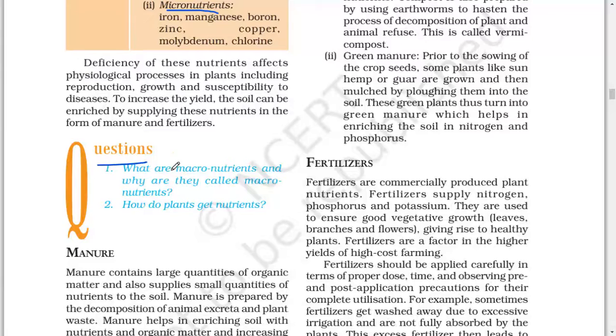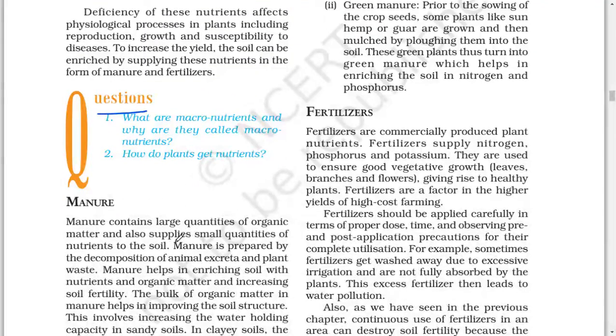Questions: 1. What are the macronutrients and why are they called macronutrients? 2. How do plants get nutrients? Comment on this. Manure.